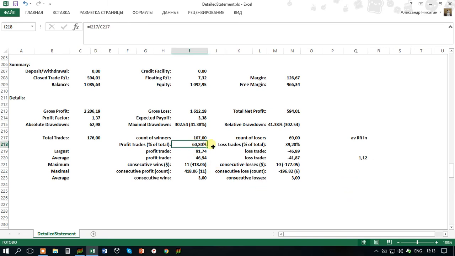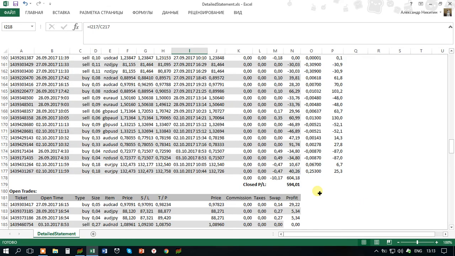And the accuracy is 60%. Okay, I can also calculate it with money, but I won't do it this way. If you want me to calculate that average risk reward with money, just watch my previous videos. This video is dedicated to calculating the average risk reward in pips.